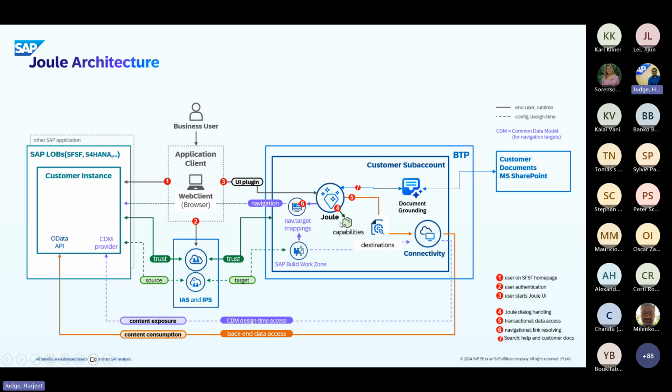And I'll show you what this kind of setup looks like when we set up the BTP subaccount where we will set up Joule. You'll see the different destinations that are used, the connectivity service, and so on. And I also see the SAP Build Workzone environment.